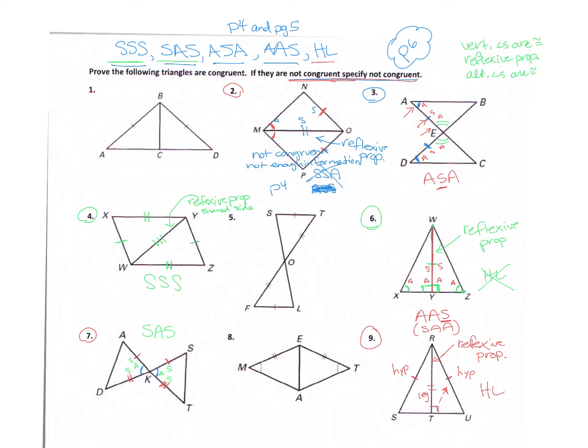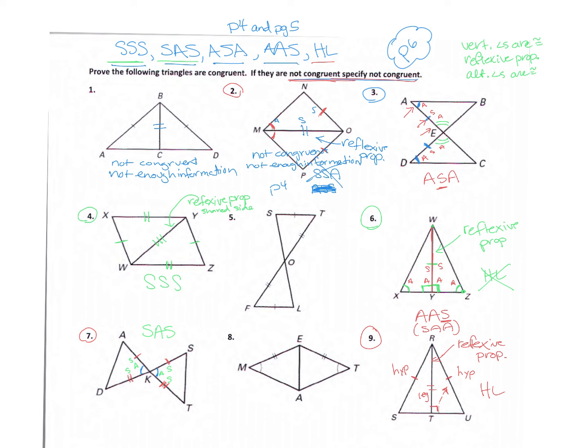As you look at 1 and 5, they similarly also don't work because I don't have enough information. On number 1, I just have the reflexive property, so I have a side set up, but I don't have anything else. I don't know AC and DC, that third side. I don't know any of the angles. So again, not congruent, or you could write not enough information. It doesn't fit any of my 5 theorems.